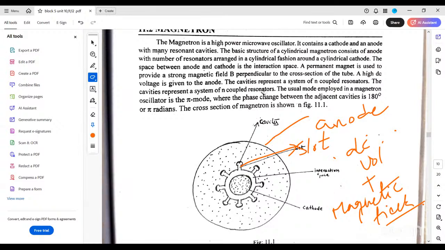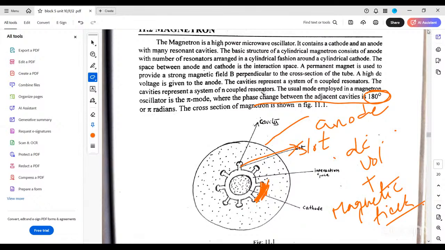The space between these two cavities: here we are taking the 180 degrees pi mode. The last line is given: the phase change between the two adjacent cavities is 180 degrees. Now we will see the description. Understood the diagram? The first paragraph is completely about the description of the diagram.